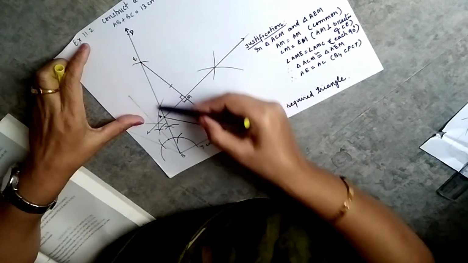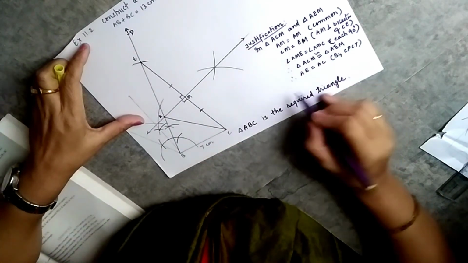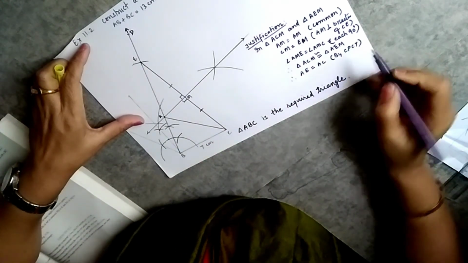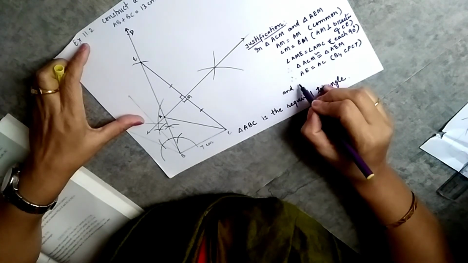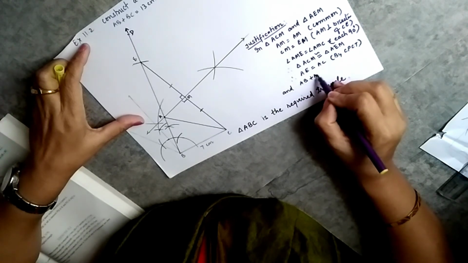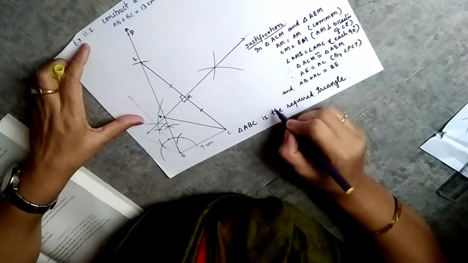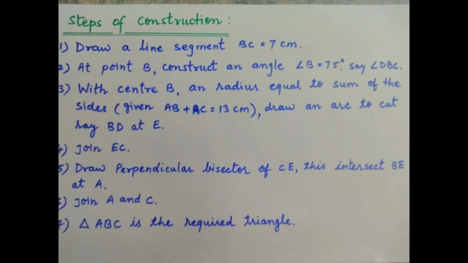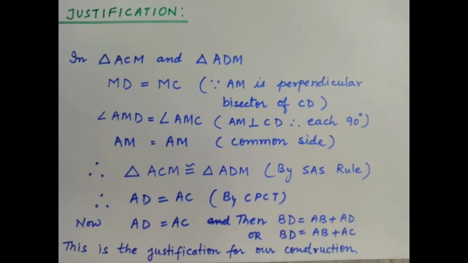BE is the sum of AB and AE, and AE is also equals to AC, we have proved. So the sum of AB and AC is equals to BE, which was given 13 centimeters in the question. Here we have steps of this construction. Here is the justification for our construction.